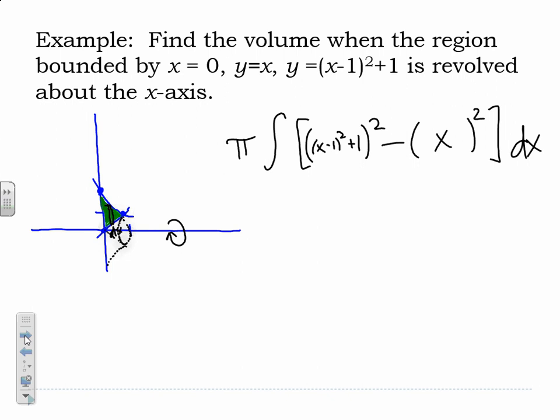Last piece of this, where are we integrating from? Well, since we're integrating with respect to x, we need to look left to right. Our picture begins where on the left? 0. And our picture ends where on the right? 1.